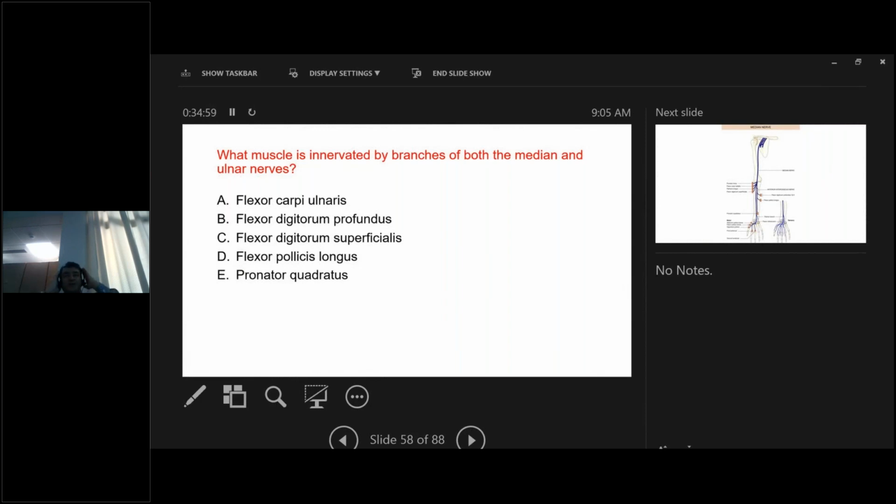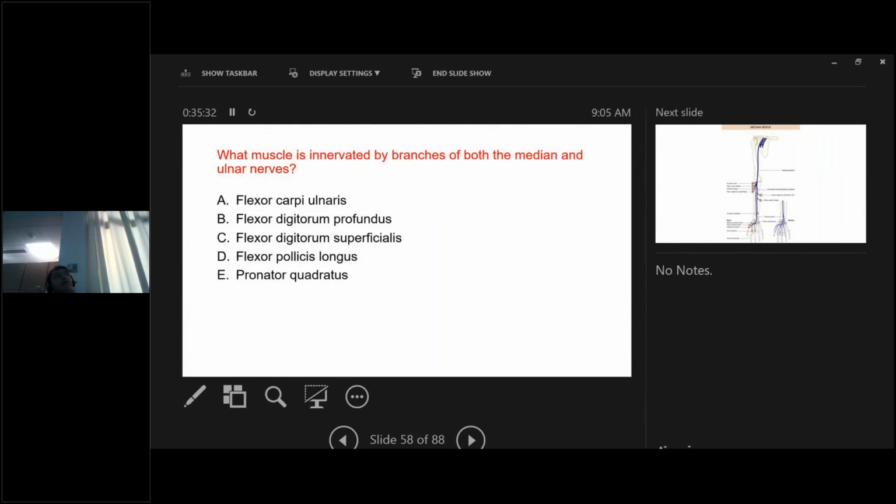Okay, Rasha, what muscle is innervated by branches of both median and ulnar nerve? The flexor digitorum superficialis. And we have flexor digitorum profundus. So digits 1 and 2 are median, and 3 and 4 are ulnar. They like to ask this question.